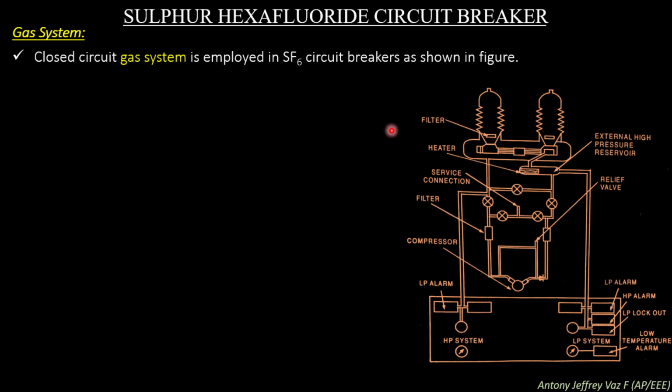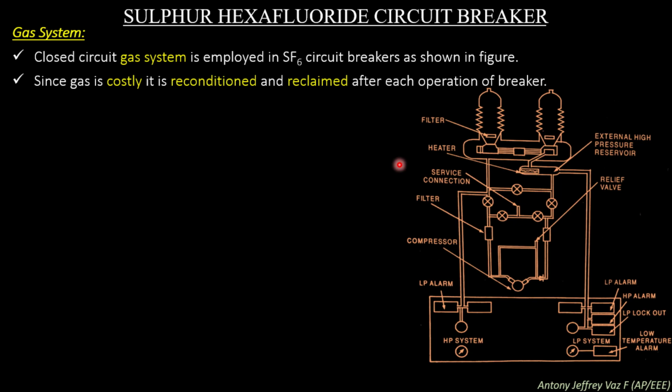Gas system. A closed circuit gas system is employed in SF6 circuit breakers, as shown in the figure below. This is the closed gas system of the SF6 circuit breaker. It consists of a compressor, filters, relief valve, service connections, heaters, external high pressure reservoirs, a high pressure system and a low pressure system, low pressure alarm, high pressure alarm, and low pressure lockout system. Everything is available in the gas system of an SF6 circuit breaker.